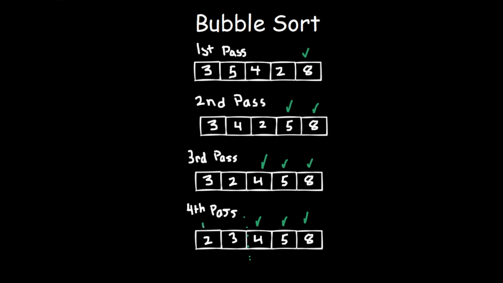Now as you can see, we now have a completely sorted array from low to high: 2, 3, 4, 5, 8. This is bubble sort.